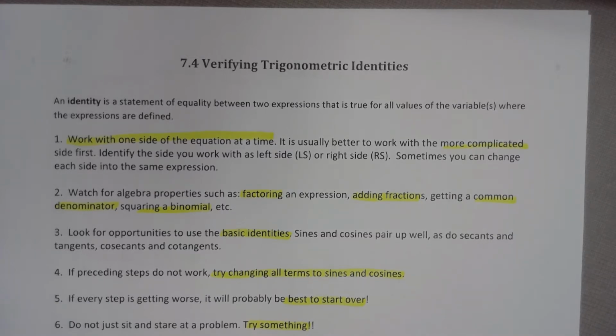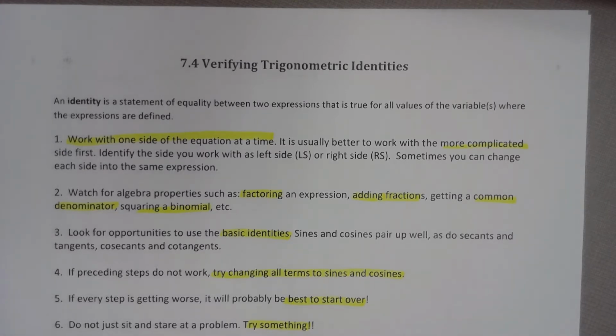All right, so today we're going to start Chapter 7, Part 2, and we're going to start with Component 4, which is verifying trigonometric identities. So an identity is a statement of equality between two expressions that is true for all variables.